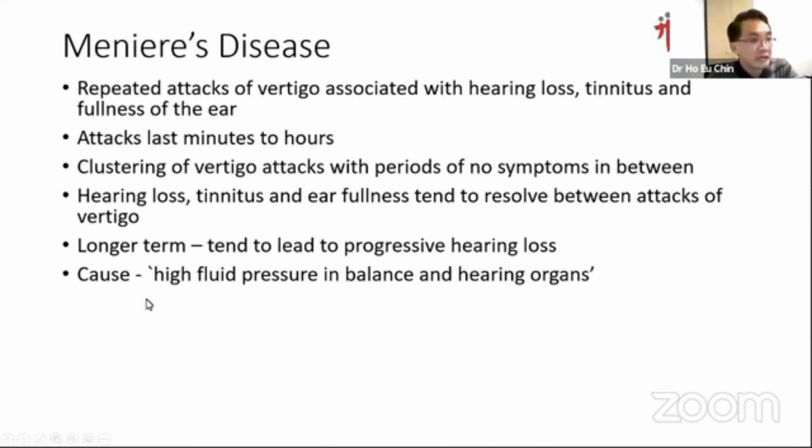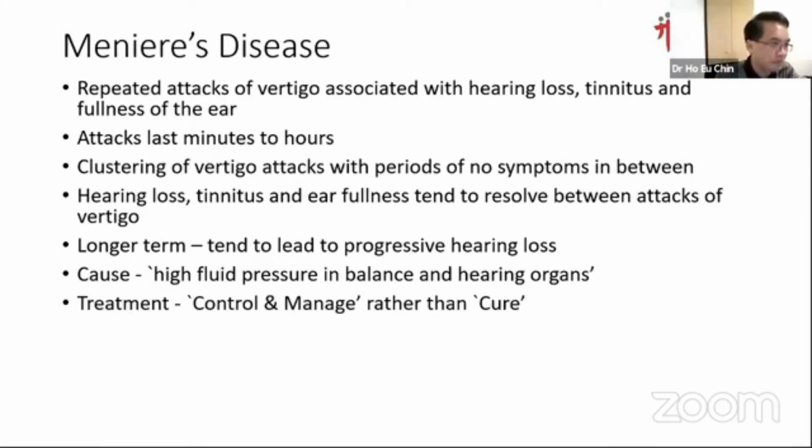The cause of it is quite complex, but to put it into simple English, it's thought to be due to the pressure of the fluid in the balance organ and the hearing organ being too high, either from overproduction of the fluid or a blockage of the drainage. The treatment for Meniere's disease is almost always a control and manage concept rather than curing the patient.